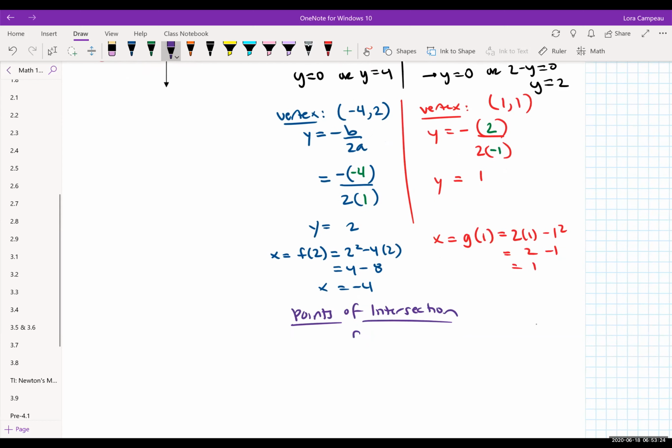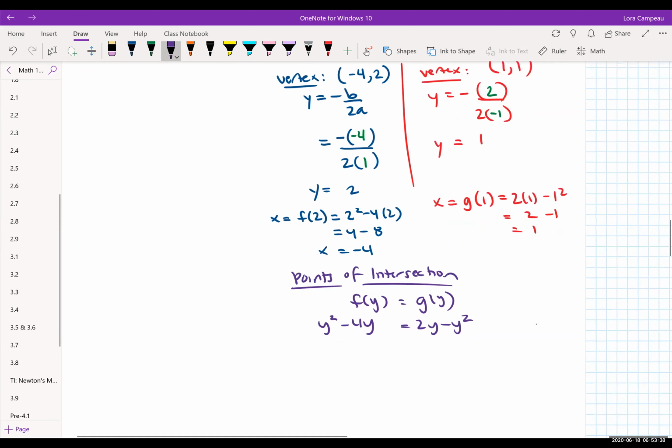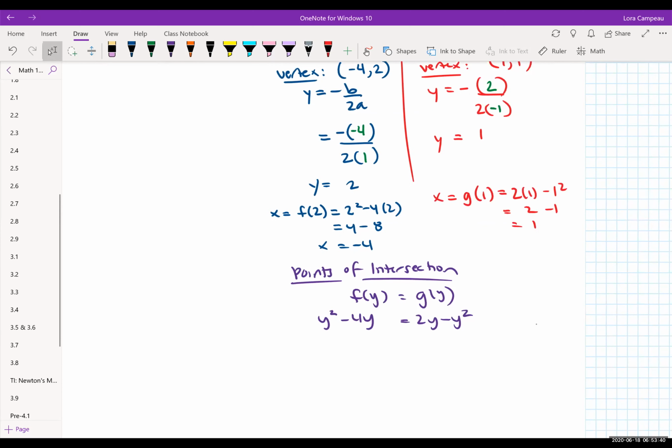And that happens when your two functions are equal. f of y equals g of y. So we can set them equal to each other. y squared minus 4y equals 2y minus y squared. And I thought the y squares would cancel out, but no. Remember, when you move everything to one side, sometimes we make assumptions and we have to be careful. We actually end up getting 2y squared minus 6y equals 0.